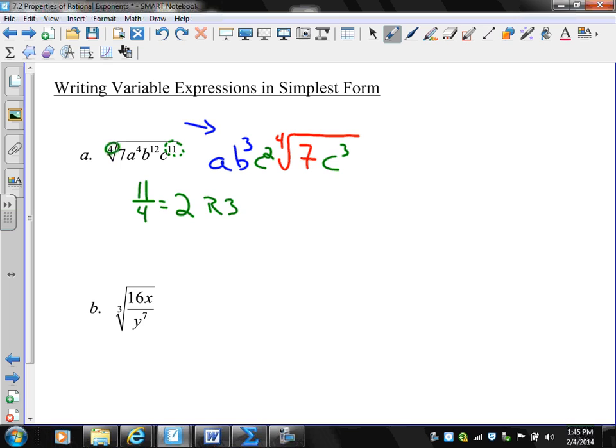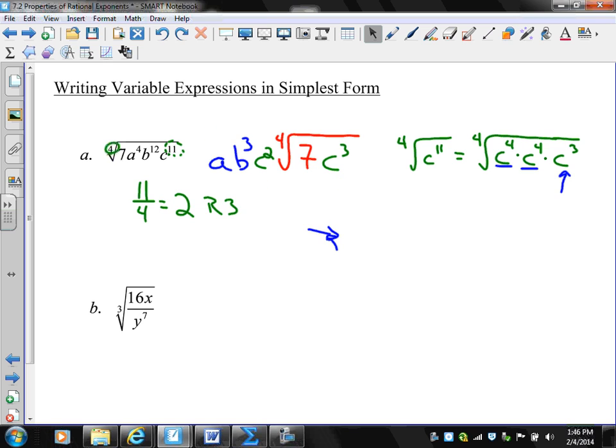When I was doing the 4th root of c to the 11th, I was able to change that into c to the 4 times c to the 4. There's 8 c's in there, and then we only have 3 more left over to get up to c to the 11th. So 2 of those factors came out, right? 1, 2, and we got c to the 2 when it came out, and that last c cubed was left inside, and that just stayed in there. And that's what our final answer looks like there: 8b cubed c squared times the 4th root of 7c cubed. As ugly as that is, that's what we get there.